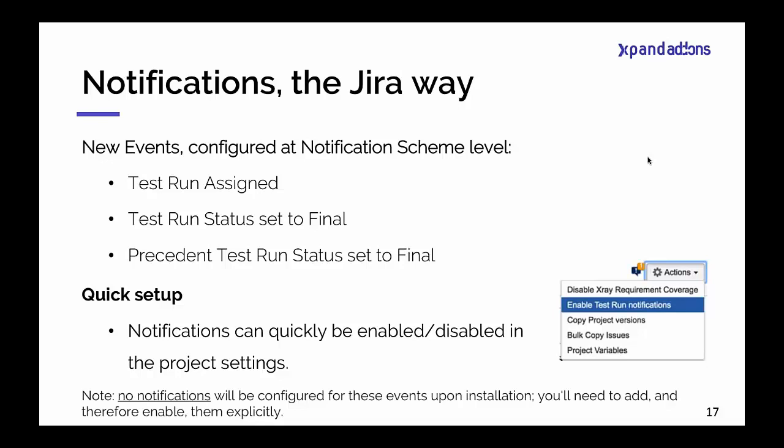So usually notifications, if you enable them using the quick setup shortcut that we provide, are configured to be delivered to the current assignee, either the test run assignee or the test execution assignee, depending on the context. Nevertheless, it's possible to configure other stakeholders, such as the watchers, to be notified on the changes related with test runs.